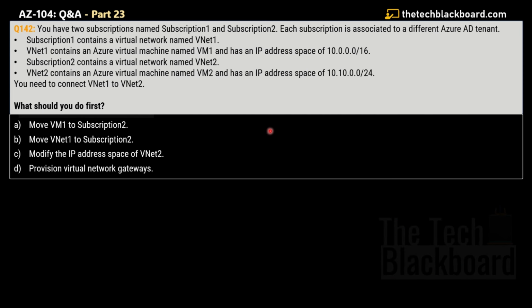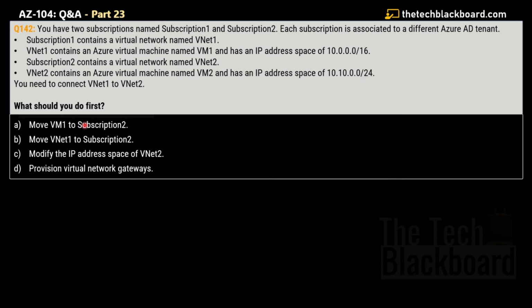Now let me read the question number 142. It says that you have two subscriptions named subscription 1 and subscription 2. Now each subscription is associated to a different Azure AD tenant. And here the question says that subscription 1 contains a virtual network named VNet 1. Then VNet 1 contains an Azure virtual machine named VM1 that has an IP address space of 10.0.0.0/16. Coming to subscription 2, that contains a virtual network named VNet 2, and VNet 2 contains a virtual machine named VM2 that has an IP address space of 10.10.0.0/24. What should you do first?